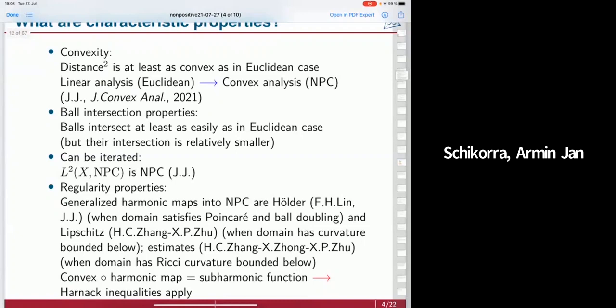But even the regularity theory has a kind of geometric background. Namely, if you have a generalized harmonic map into such a space and you compose it with a convex function on that space, then you get a subharmonic function. And because of non-positive curvature, you have many convex functions, in particular those that arise from the distance function. And so you get many subharmonic functions, and to these subharmonic functions you can then apply Harnack inequalities, and then you are in business with the regularity theory of elliptic PDEs.